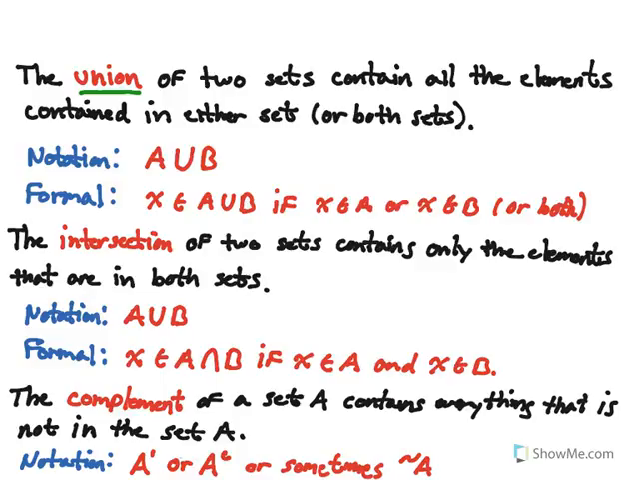So when we have some elements that are in one set or the other set, that is a union, okay? More formally, it's better if you understand the formal definition, because if X is an element of that union, which is A and B, that can only happen if X is an element of set A or an element of set B, or both, okay?